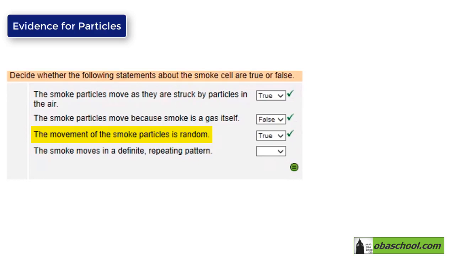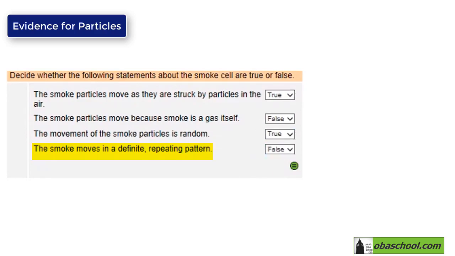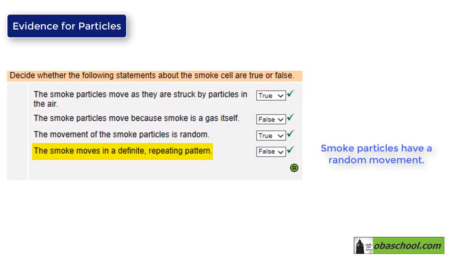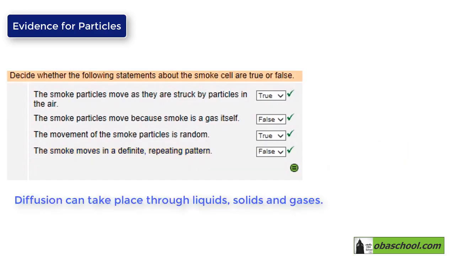So when I say the smoke moves in a definite, repeating pattern, would that be true or false? Excellent. The fact that smoke particle movement is random means that they do not move in a definite, repeating pattern. Note also that diffusion can take place through liquids and solids as well, not only gases.